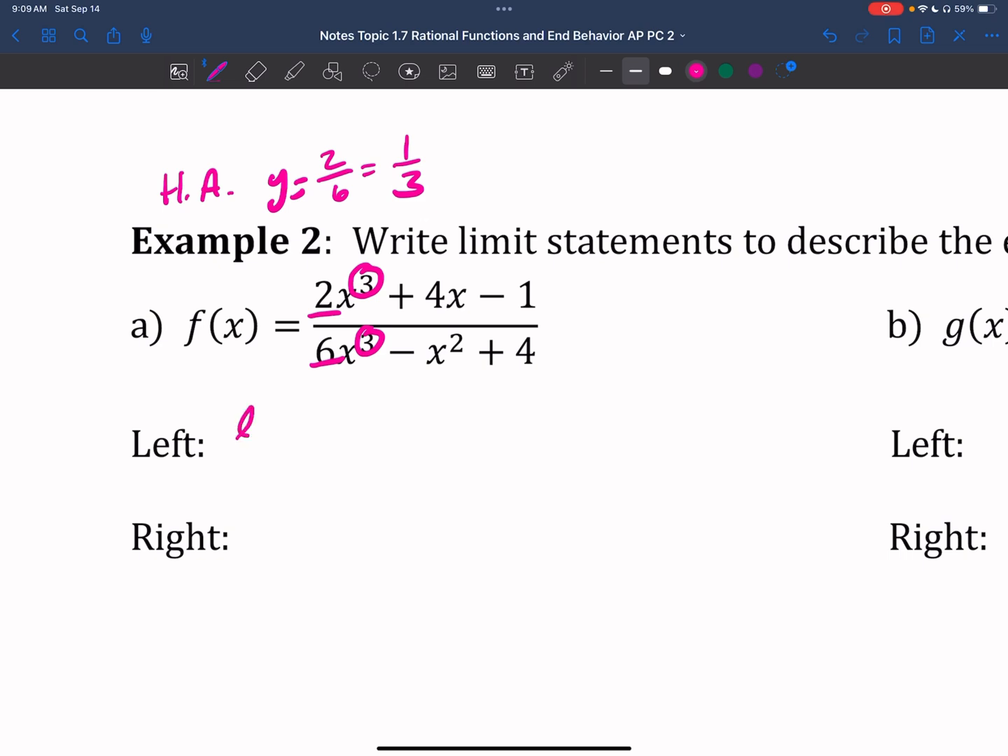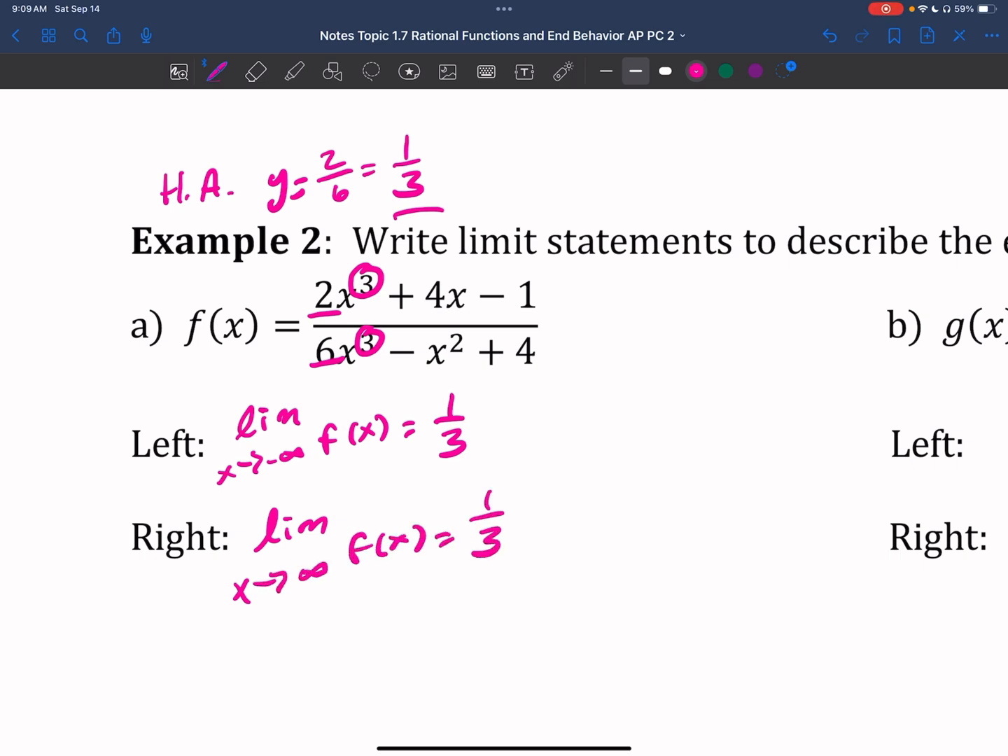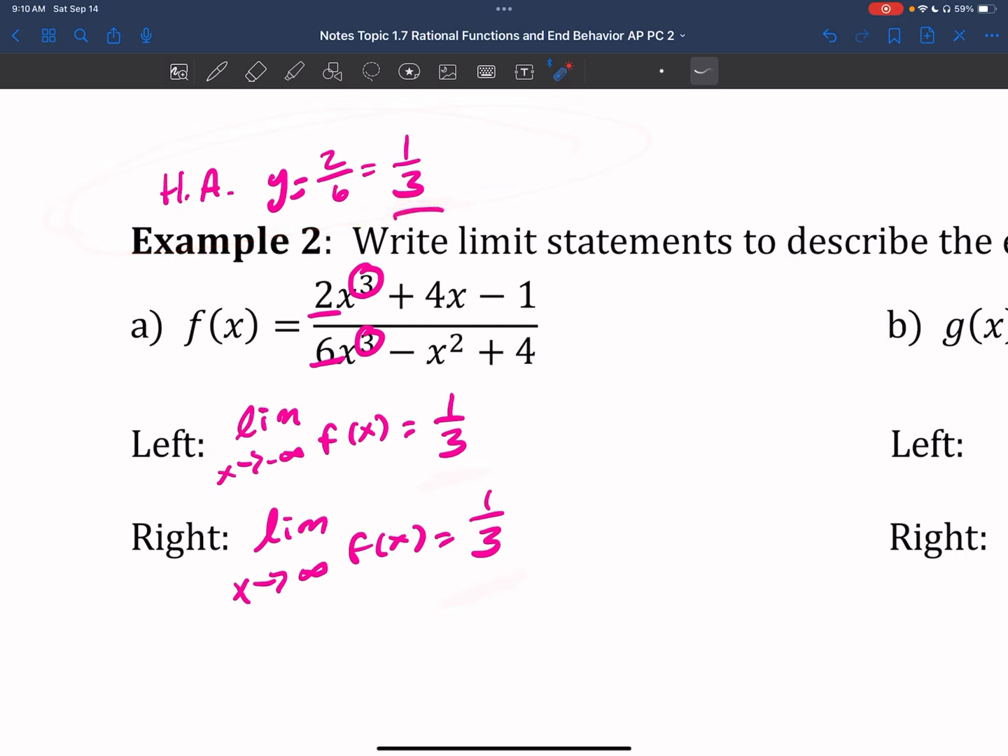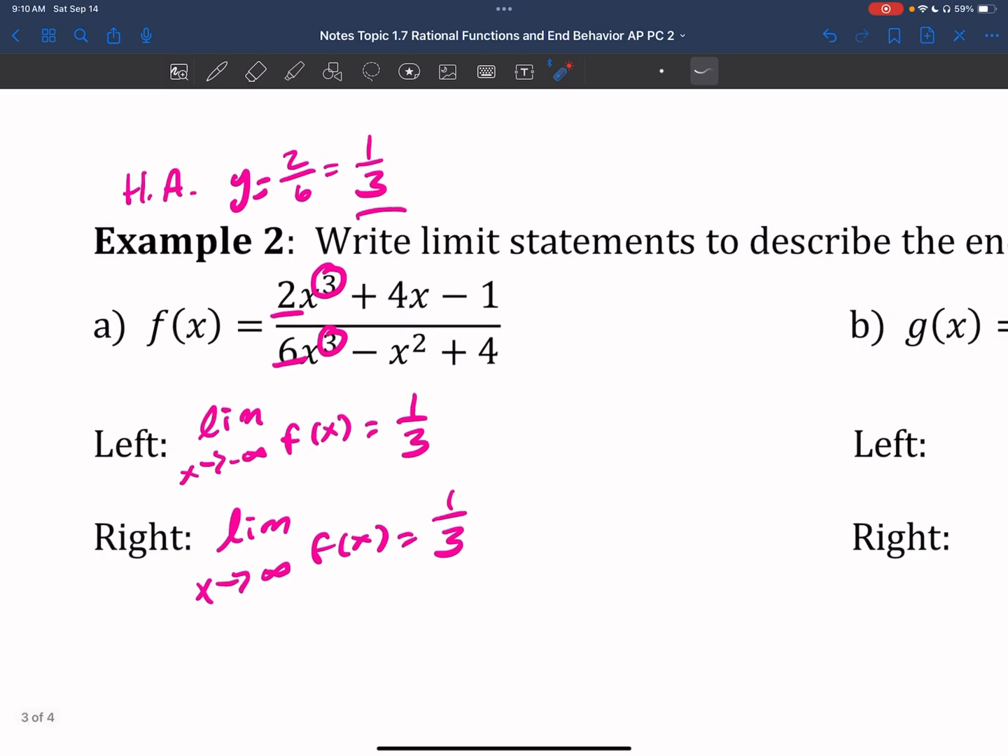So in this case, I'm going to say that the limit as x approaches negative infinity for f of x is going to be equal to 1/3, because that was my horizontal asymptote. For the right, it will be something similar. The limit as x approaches positive infinity for f of x will also be equal to 1/3. So look for the horizontal asymptote. If you do have a horizontal asymptote, then automatically the limit to the left and the limit to the right will be equal to 1/3.